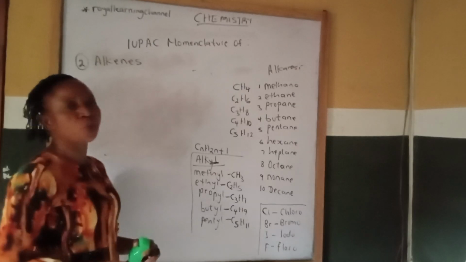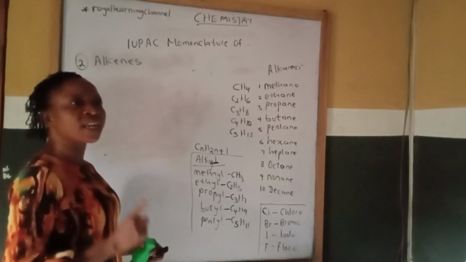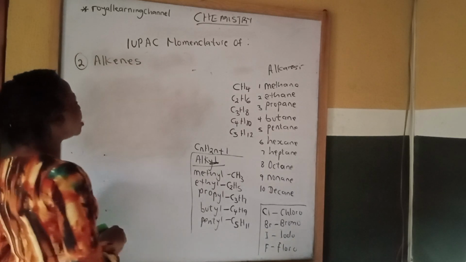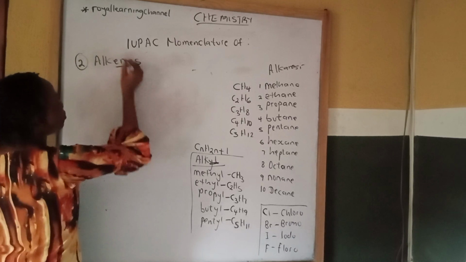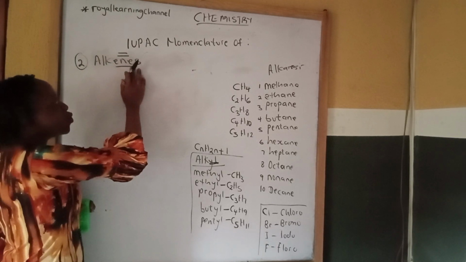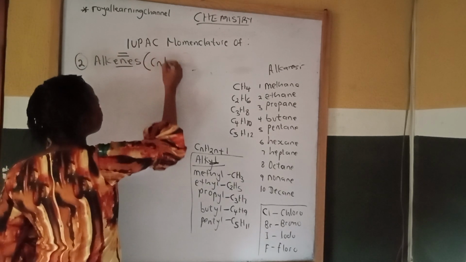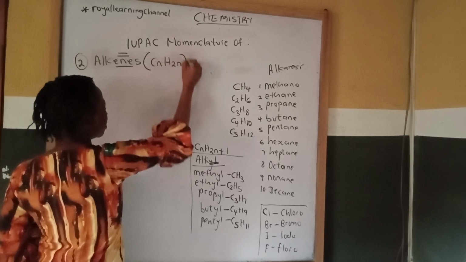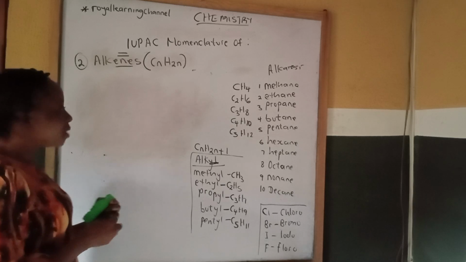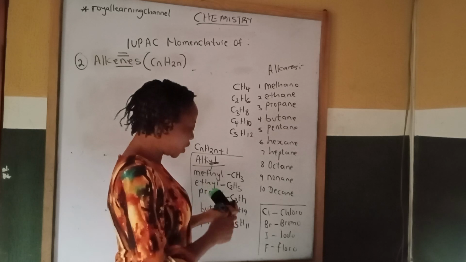Then we recognize a structure of alkene by the double bond in its structure. So the ene from this word alkene means double bond. Then alkene has a general formula of CnH2n. Then, like I said, all members of hydrocarbon start with prefix.